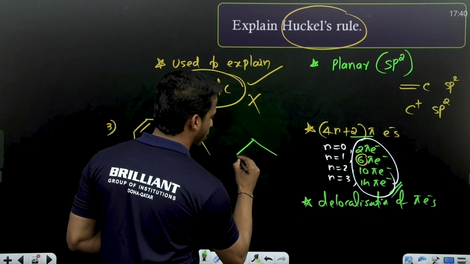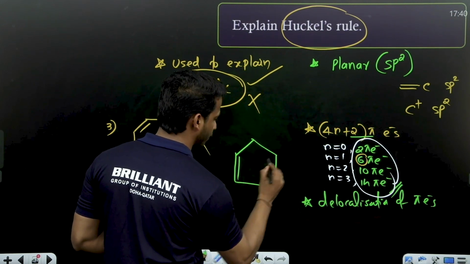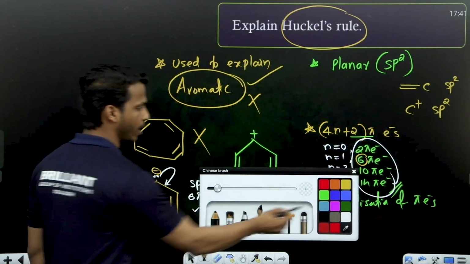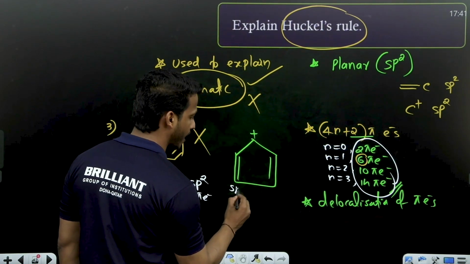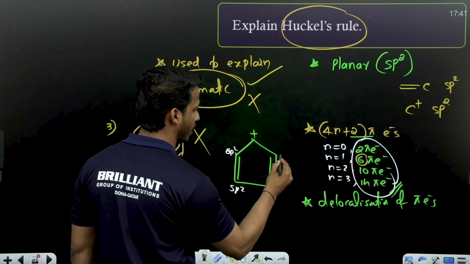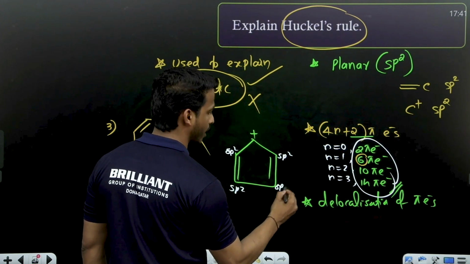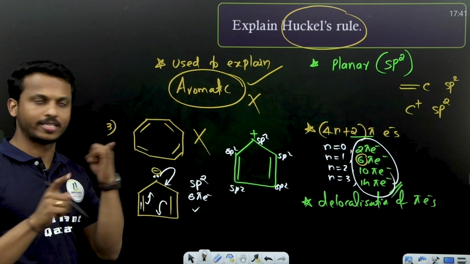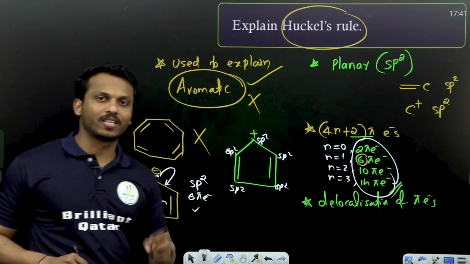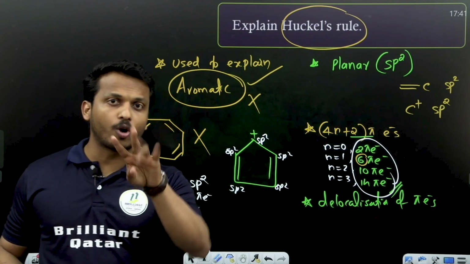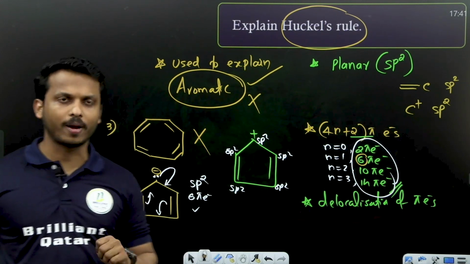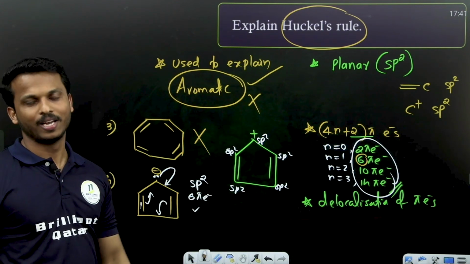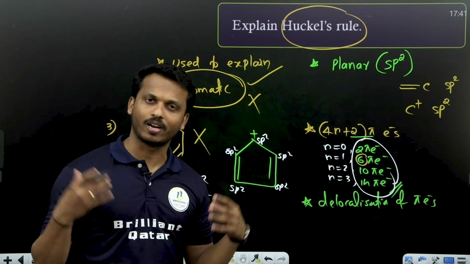Let me give you one last example. Can you say whether this compound is aromatic or not? If you check the hybridization, yes, all carbons are sp2, even the carbocation is also sp2. First condition satisfied. How many pi bonds are there? Only 2 pi bonds. You know, 2 pi bonds mean 4 pi electrons. Is 4 pi electrons there in the system? No. So this is not aromatic. So this way you can analyze different kinds of compounds.